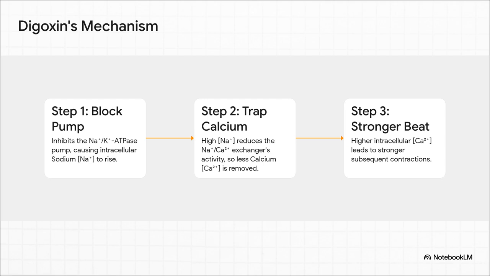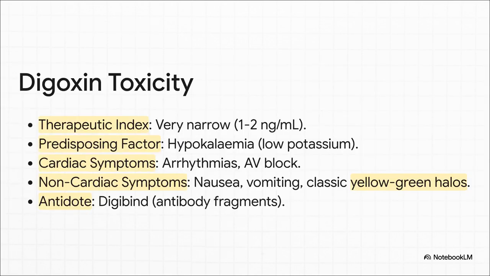That's an incredibly useful trick for managing conditions like atrial fibrillation. But here's the catch with digoxin. It is a dangerous drug. It has what we call a narrow therapeutic index, which means the line between a helpful dose and a harmful one is razor thin. And the biggest thing that can push you over that line is low potassium, or hypokalemia.